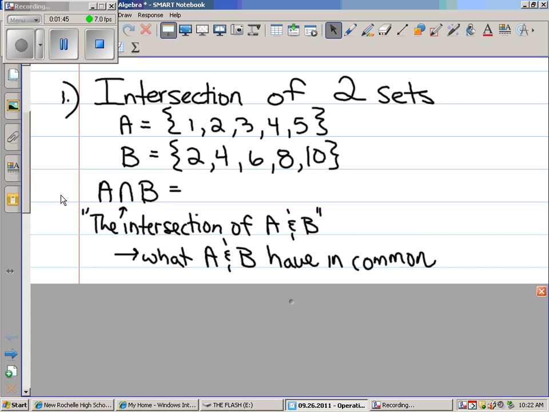So what numbers do sets A and B have in common? I know you guys are taking them down, but here they got 2 in common. Do they have anything else in common? They have 4 in common. Anything else? No? Okay. So then we're going to say that the intersection of A and B is going to be 2 and 4.